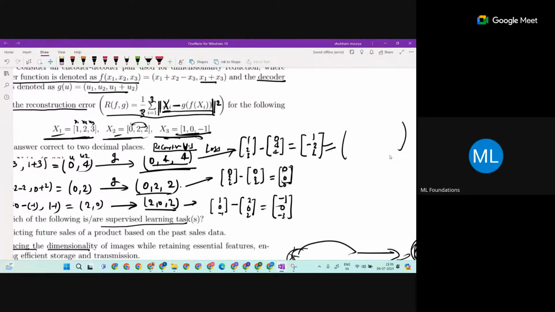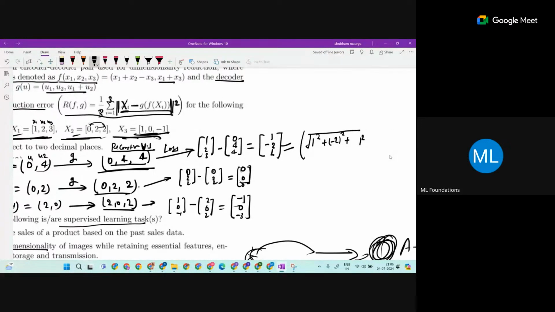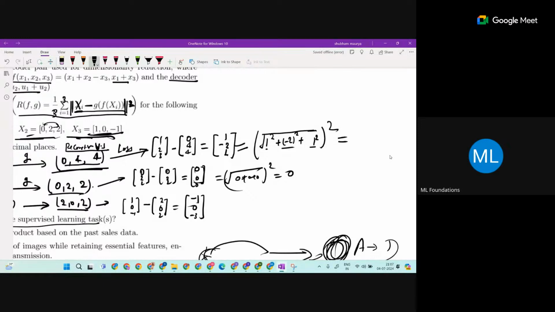So let's remove that and just calculate 1 square plus minus 2 square and plus 1 square. So norm is generally this: square of each coordinate, sum them all and find the root of that. That is the norm. But it's saying here square of that norm. So then let's do square. For this one, it's already 0 plus 0 plus 0. Square is going to be 0 here. Norm is going to be 0. For this one, the norm is square of that.